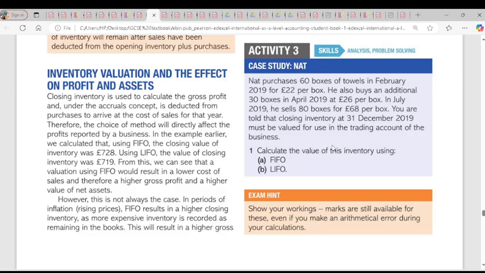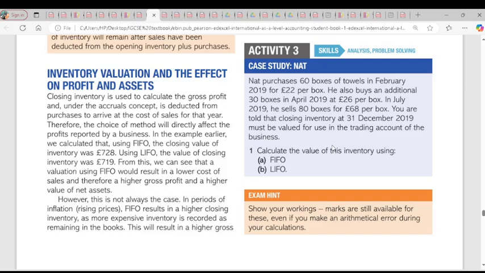So FIFO here is the value of goods left, 10, multiplied by 26. For LIFO, last in, first out, the quantity last in is 30, and the price first out is 22. So first in, first out is 10 multiplied by 26. Last in, first out is 10 multiplied by 22. That is where the twist is.